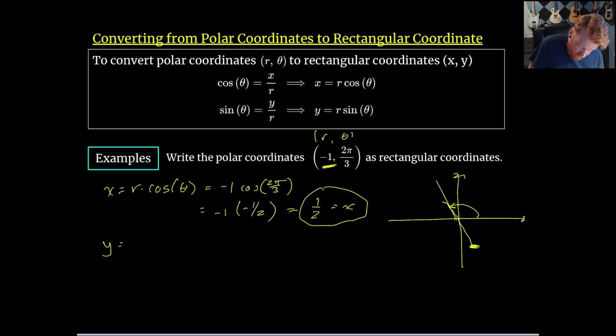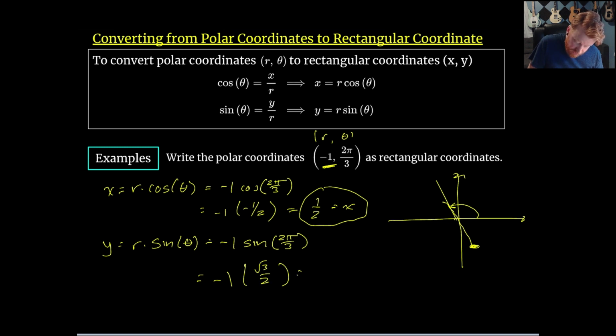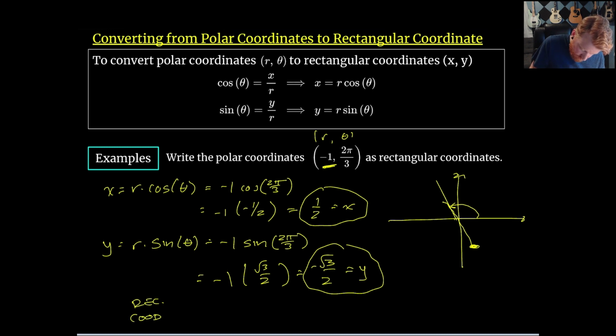And our y value is going to be r times sine theta, which is -1 times the sine of 2 pi over 3, which is negative 1 times square root of 3 over 2, which is going to give us negative square root of 3 over 2. And that is going to be our y value. So we've got the xy pair here in rectangular coordinates. We're getting the point 1/2, negative square root of 3 over 2.